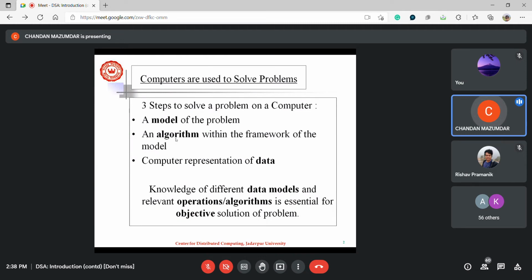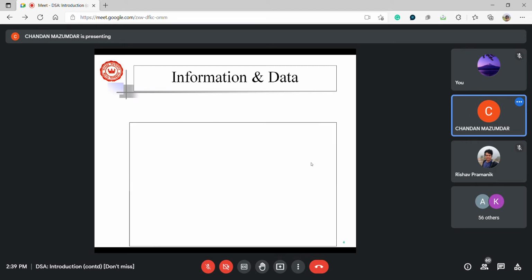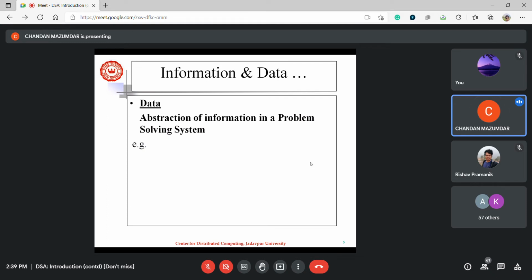We also said that the different data models and operations, etc., are required to be understood for an objective solution. Then we discussed what is a system, what is a model, and how to develop a model. Models should be accurate enough and practical. Then we discussed what is information, and when we talk about programming, what is information and what is data. Data is an abstraction of information in the problem-solving system.